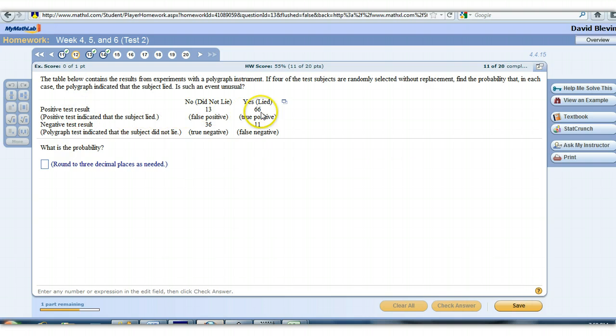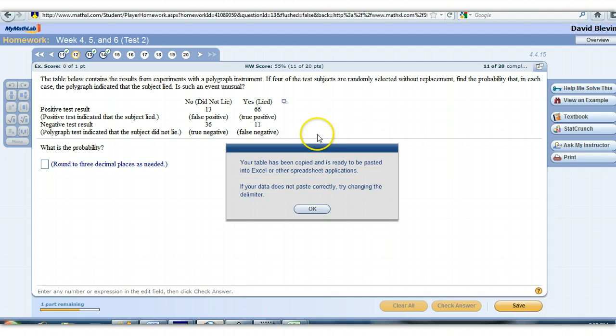So this is the people that we want. Alright, we don't want actual. We don't want whether they actually lied or didn't lie. We want the positive test results, basically. That probably maybe should have been worded, the polygraph had a positive test result. But anyway, the polygraph indicated the subject lied is what we're wanting. These two people, or these two numbers right here. So again, it's got the little box.